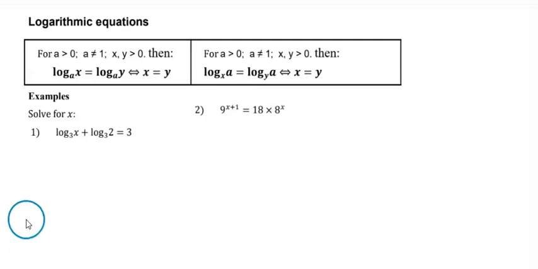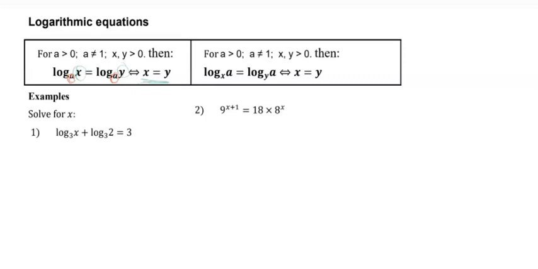Let us look at logarithmic equations, how to solve them. We have two kinds of equations. The one is if the base, log to the base of a on the left hand side and also log to the base of a on the right hand side, then we conclude that x is equal to y. So here we have x equal to y.